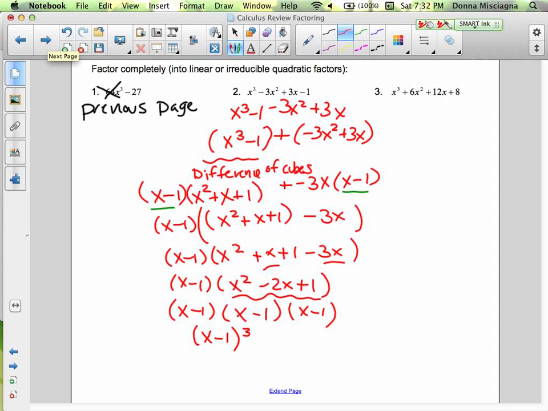I'm just double checking my work here. No, I don't see any mistakes. If you see a mistake, let me know. All right, and then let's do the next one. Yeah, that would make sense, actually, because that'd be x minus 1 times x minus 1 times x minus 1, right? So it's not a difference of cubes. It's the same factor cubed.